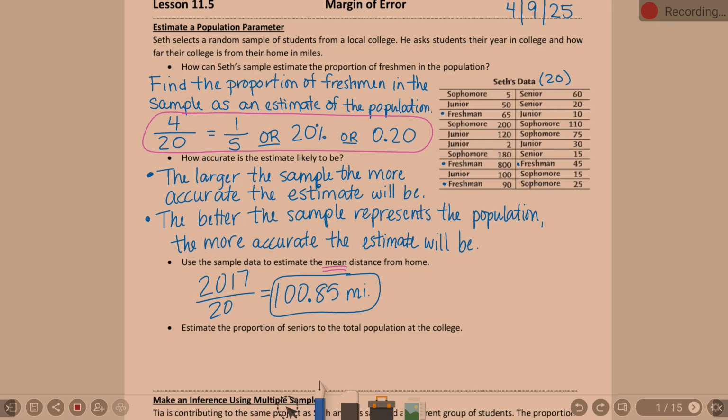Okay, continuing on. Final question for this particular section asks us to estimate the proportion of seniors to the total population at the college.